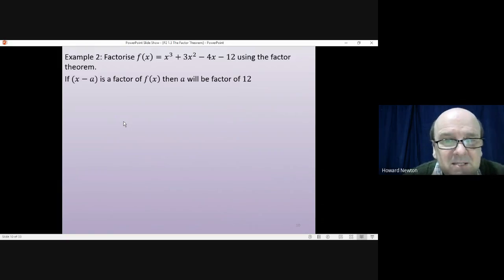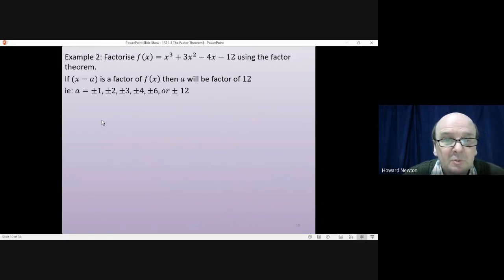If x minus a is a factor, then a will be a factor of 12. And as we said, that means you only need to try numbers that are factors of 12. So we'll try plus 1, then minus 1, plus 2, then minus 2. Now don't worry, you won't need to try all of these, but you're looking for 3 numbers that work. Once you've found 3 numbers that work, you've found all 3 factors. I'll let you have a go at finishing the question. So pause the video, have a go, and then come back to me when you're ready.